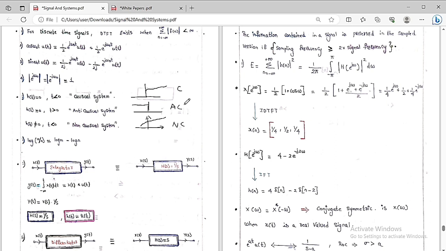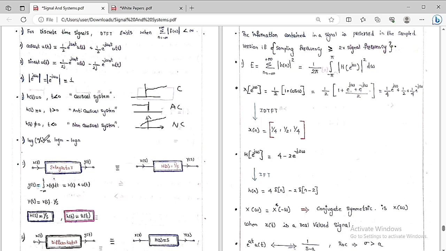So finally I can say if h of t is equal to 0 for t less than 0, then it is called the causal system. And if h of t is not equal to 0 for t less than 0, then it is called the non-causal system. Similarly, if h of t is equal to 0 for t greater than 0, then it is called the anti-causal system. So these two have opposite properties. Causal and anti-causal are opposites. This one has the property opposite of this one, so that is called the anti-causal system.